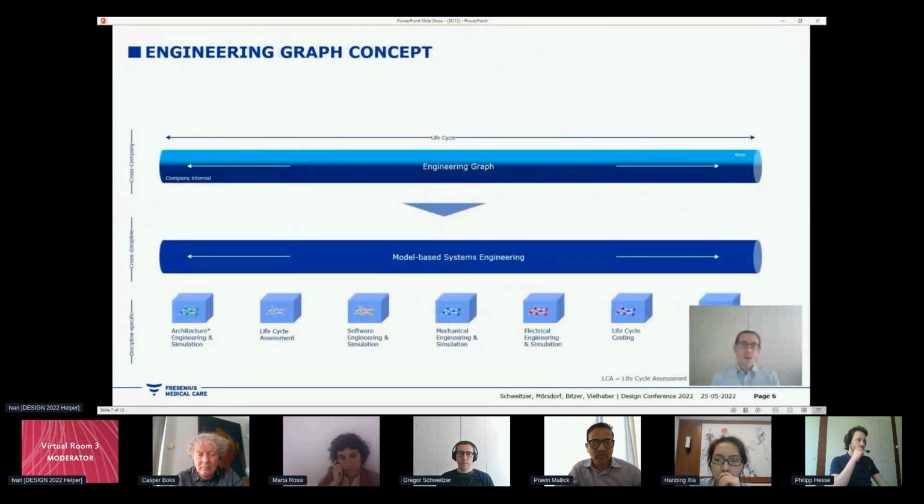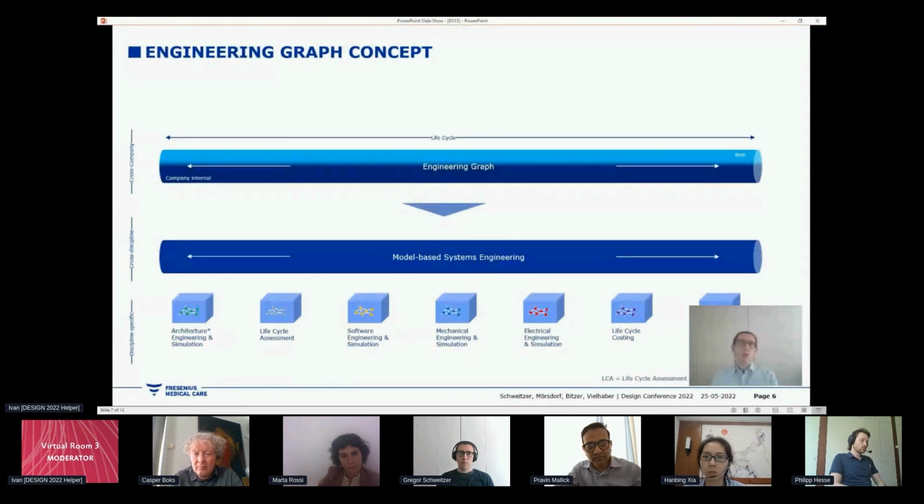In engineering, the engineering data is created and stored in discipline-specific authoring tools. Those can be for lifecycle assessment, for software engineering, for mechanical engineering, and for electrical engineering. There are methodologies that span these engineering disciplines that are cross-discipline, for example, model-based systems engineering. But model-based systems engineering does not cover the entire product lifecycle from raw material extraction to recycling.